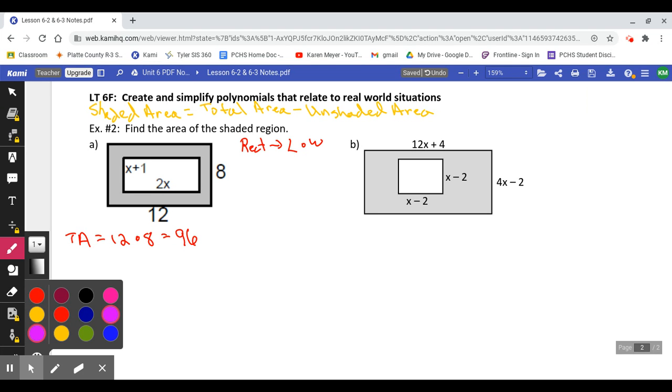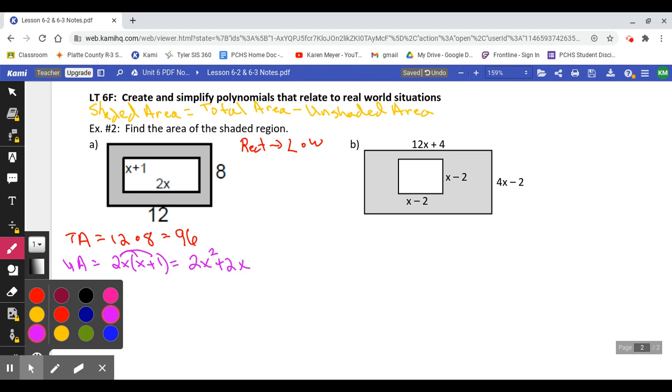And then my unshaded area, that would be the white looking rectangle. I'm going to use UA for unshaded area. That would be 2x times x plus 1. So we're going to distribute here. And 2x times x is 2x squared. Remember, when you're multiplying, you add the exponents. And then 2x times 1 is 2x.